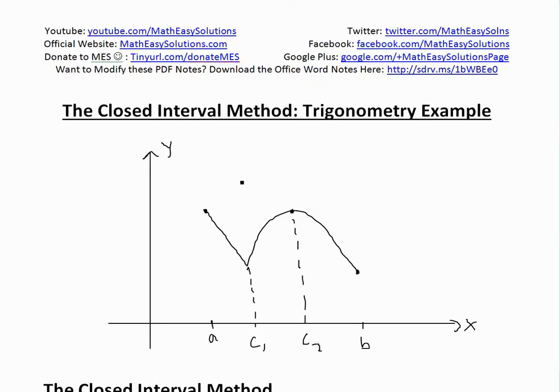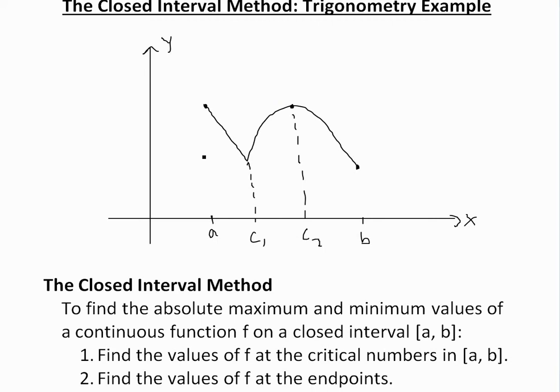Time to discuss further the closed interval method for finding absolute maximum and minimum values, and now to go over a trigonometry example. But first, a recap on the closed interval method I went over in my last video.